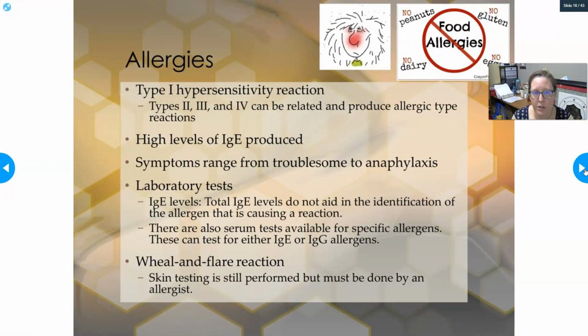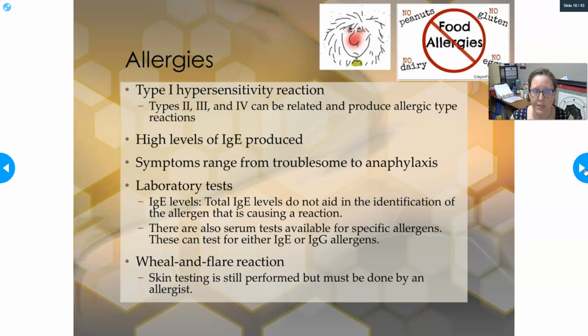Allergies are type 1 hypersensitivity reactions. But again, your type 2, 3, and 4 can be related and can produce allergic-type reactions. And so this is also an interesting thing. For example, within food allergies, some people can have true allergies, meaning IgE, and it's going to mess with their breathing. But then some people really have what we call food sensitivities, and it's IgG mediated, and it produces more of maybe some GI distress, joint pain and headaches, something like that.